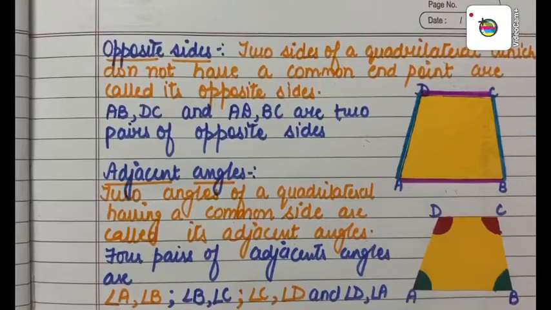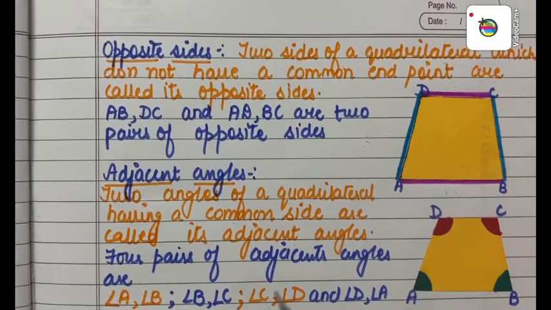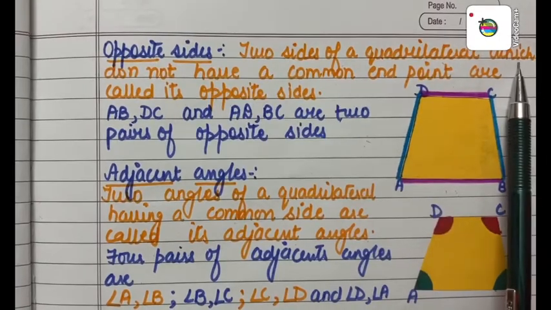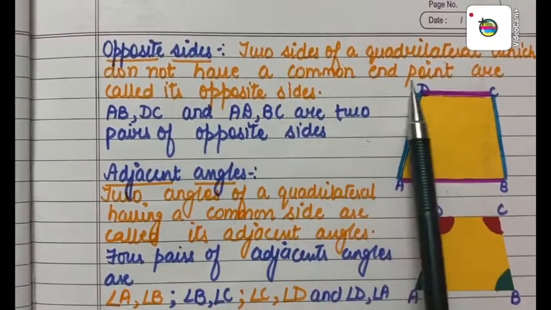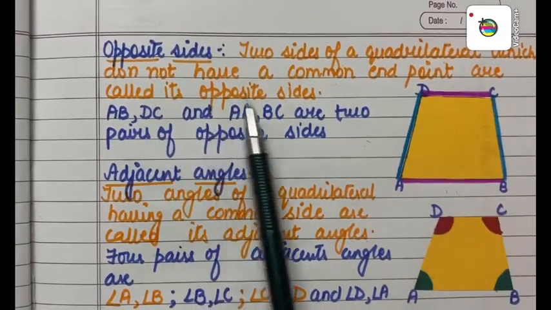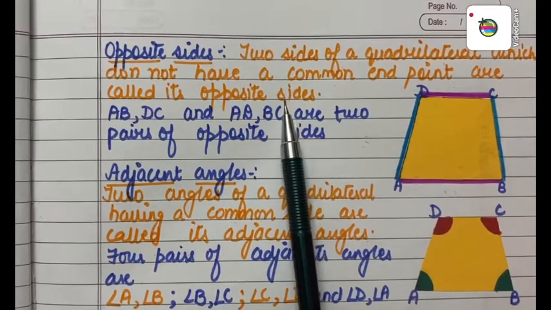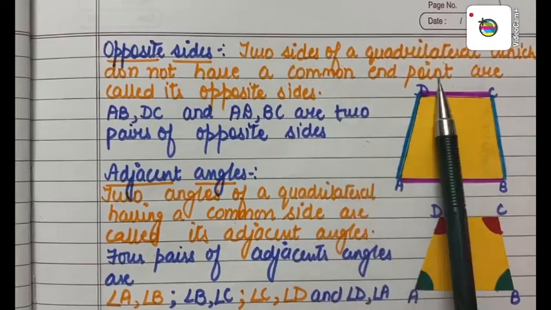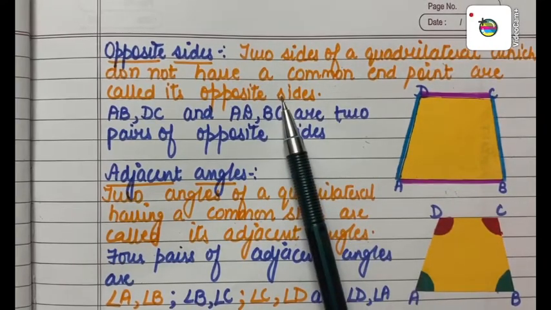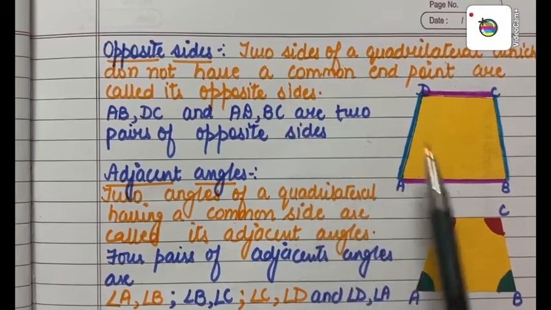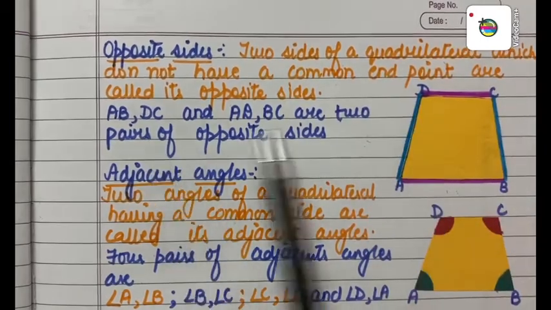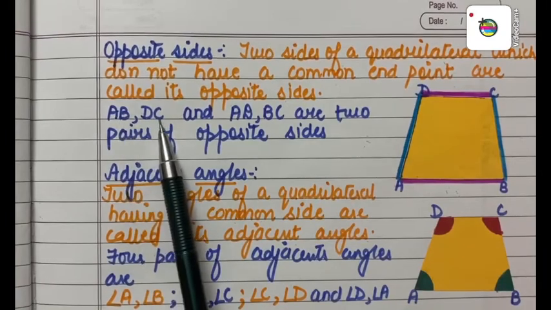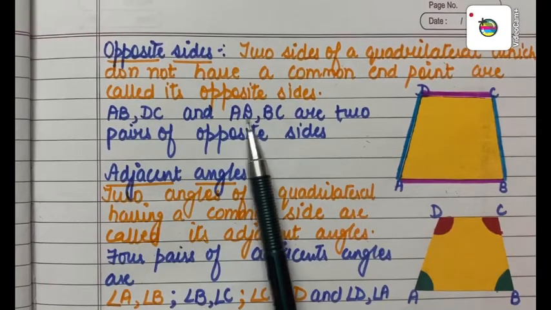So now, next definition is opposite sides. 2 sides of a quadrilateral which do not have a common endpoint are called its opposite sides. That means the 2 sides of a quadrilateral which are not having any common endpoint, those are known as opposite sides. So in a quadrilateral, again ABCD, we are having how many pairs? That is 2 pairs of opposite sides, AB and DC. Second pair is AD and BC.